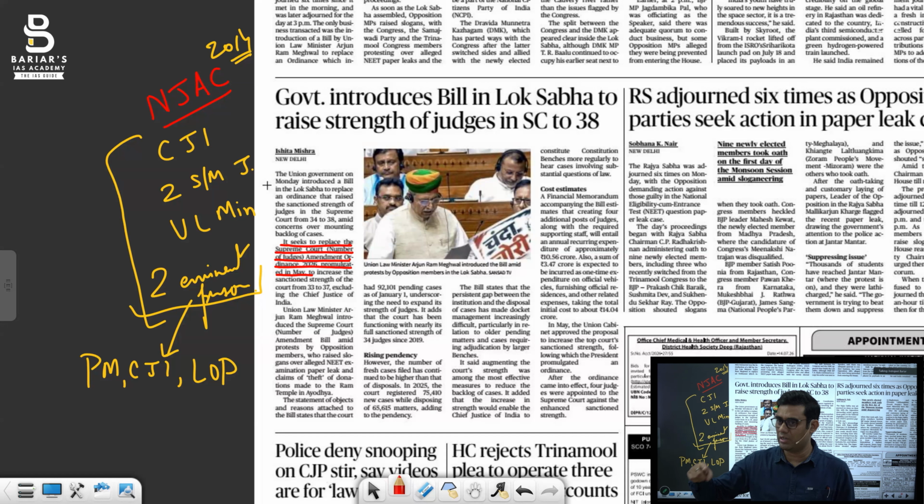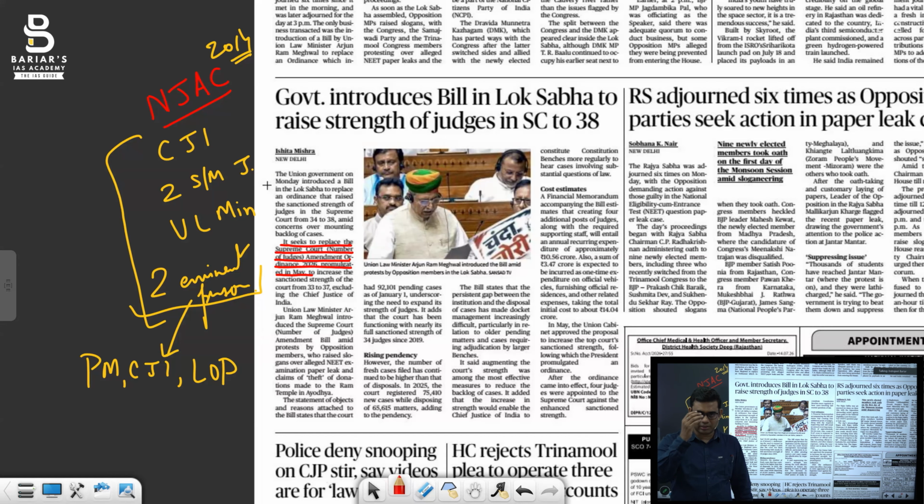Then 6 weeks from the reassembly, which one? Former or later date? Later date. If there are 2 different dates, 6 weeks are counted from the later one, and it has to be passed by the Parliament. So this is the ordinance. Chaliye.